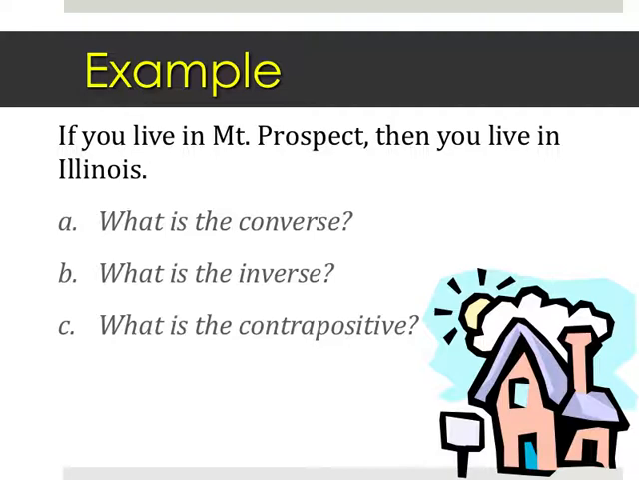If you don't live in Mount Prospect, then you don't live in Illinois. Good. True or false? False. Why? Because you can live in another city. Don't overthink it. Take the easy route. It's false because the converse was false.